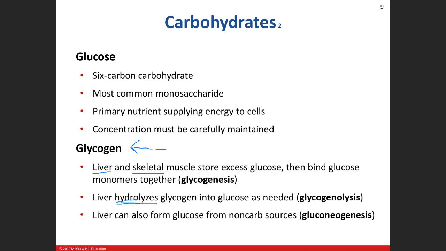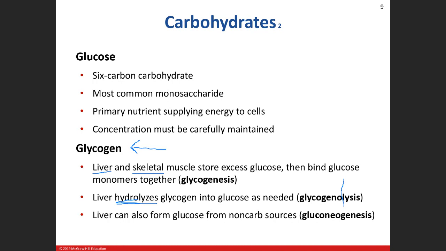Hydrolysis is a catabolic reaction. So the liver is going to break down that glycogen. It's literally just going to start snapping off glucose monomers off of the glycogen molecule, and then it'll use that glucose as it sees fit. That process is called glycogenolysis: glycogen and then lysis. We're cutting pieces off the glycogen.